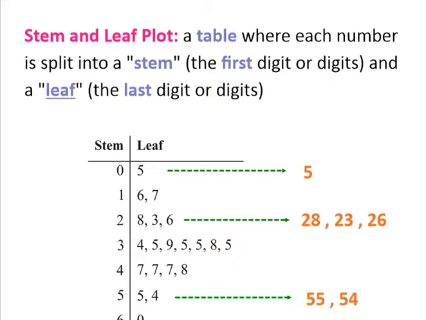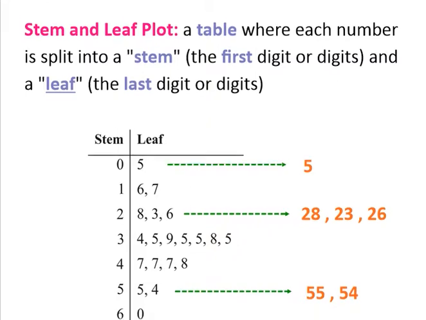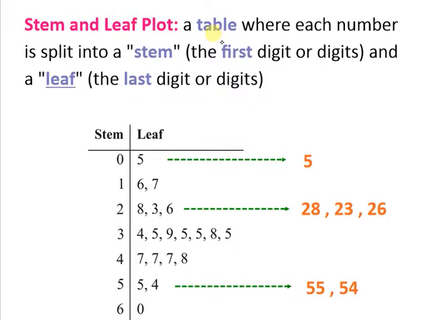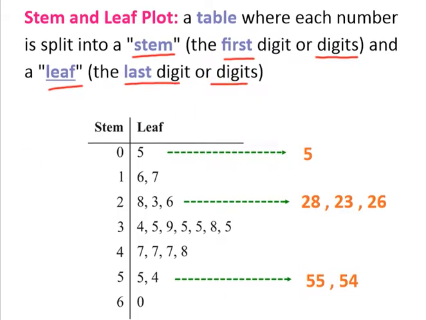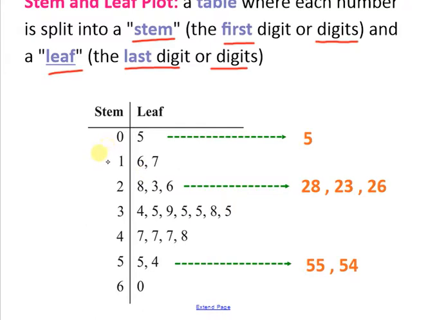So first of all, what is a stem and leaf plot and what does it look like? A stem and leaf plot is a table where each number is split into what's called a stem, which is the first digit or sometimes the first digits, and then a leaf, which is the last digit or the last digits. So this is what a stem and leaf plot would look like here. On the left, we have what's called the stems, and in this case, it's the first digit. And then on the right, we have the leaf, which in this case is also the last digit.